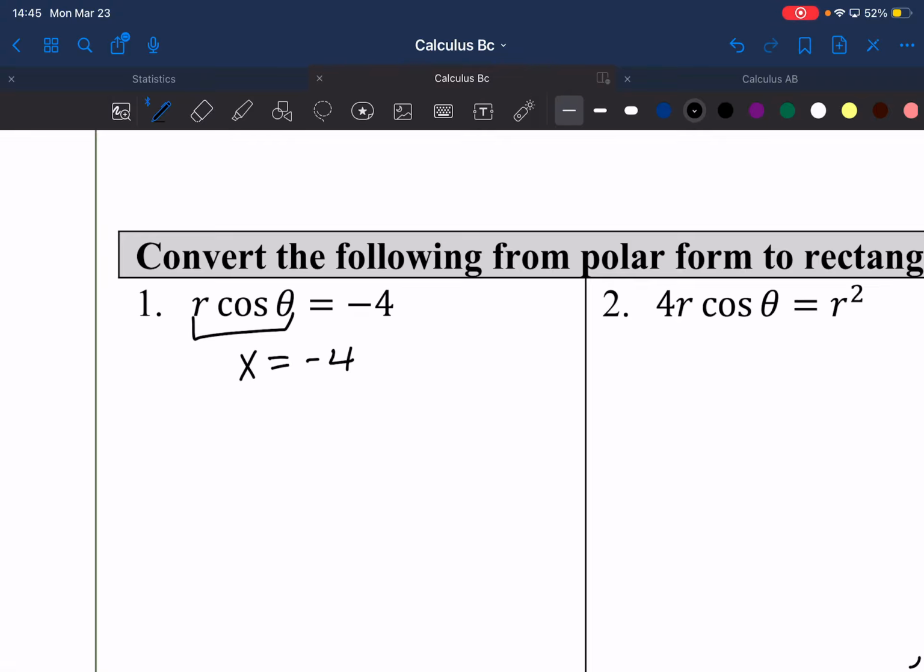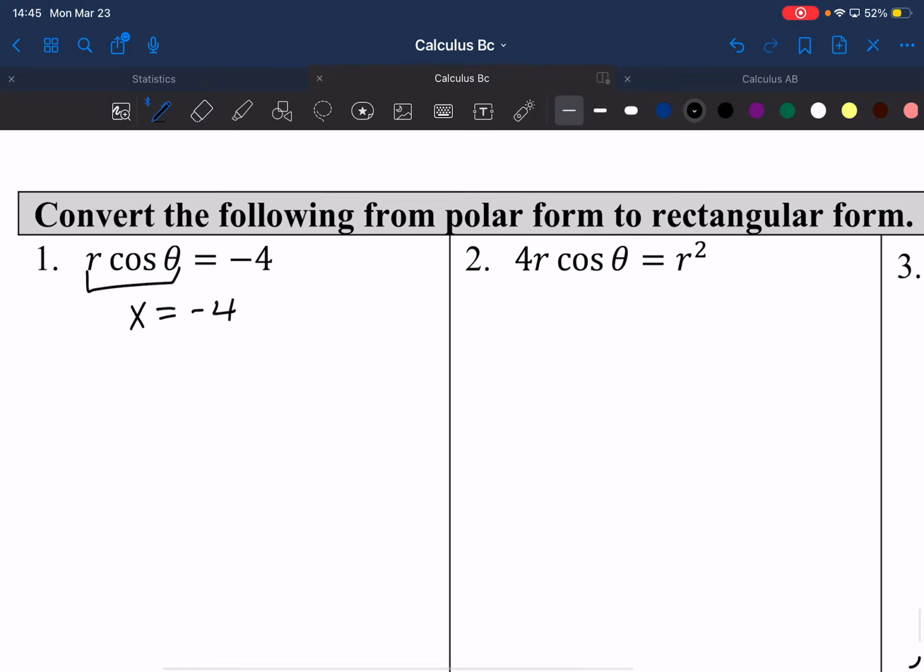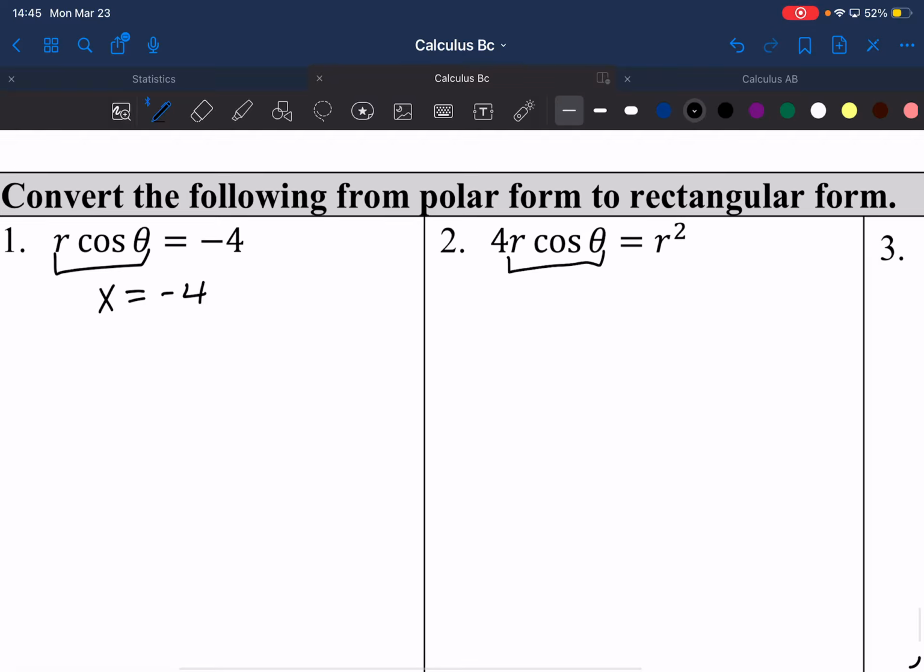We can do the same thing with number 2. We see that this r cosine theta is x, and then r squared is just x squared plus y squared, based off of the formulas above. And so this is 4x equals x squared plus y squared. And then from here we know that this is not going to be a line like the first one, but instead a circle.